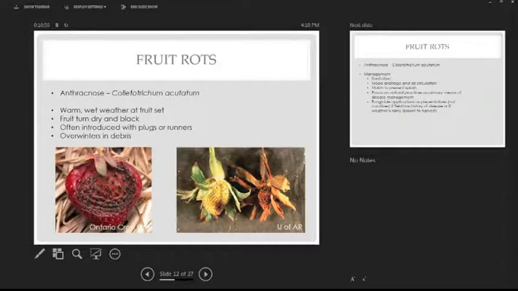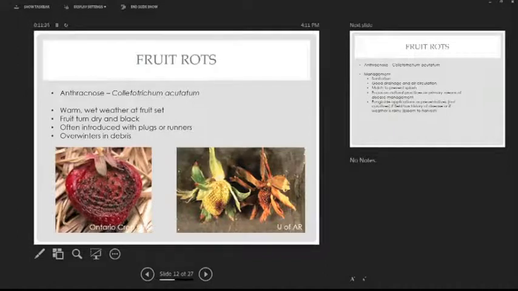A lot of times we bring these Colletotrichum in with our plugs and with our runners. Once it's established in a field, it's going to stay in that field pretty readily. This pathogen overwinters in any debris. So any rotted fruit, any soft tissue that was infected, it will overwinter. And those overwintering structures will remain in soil for about 9 months.